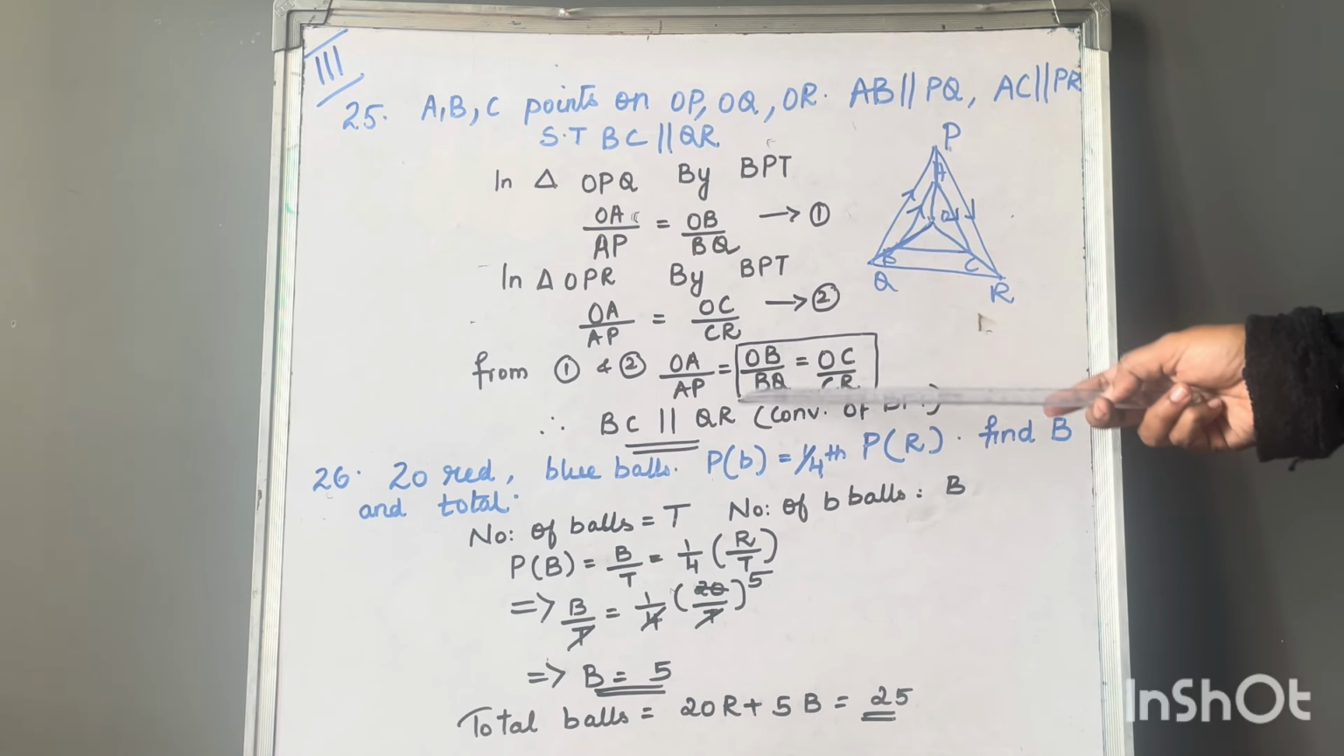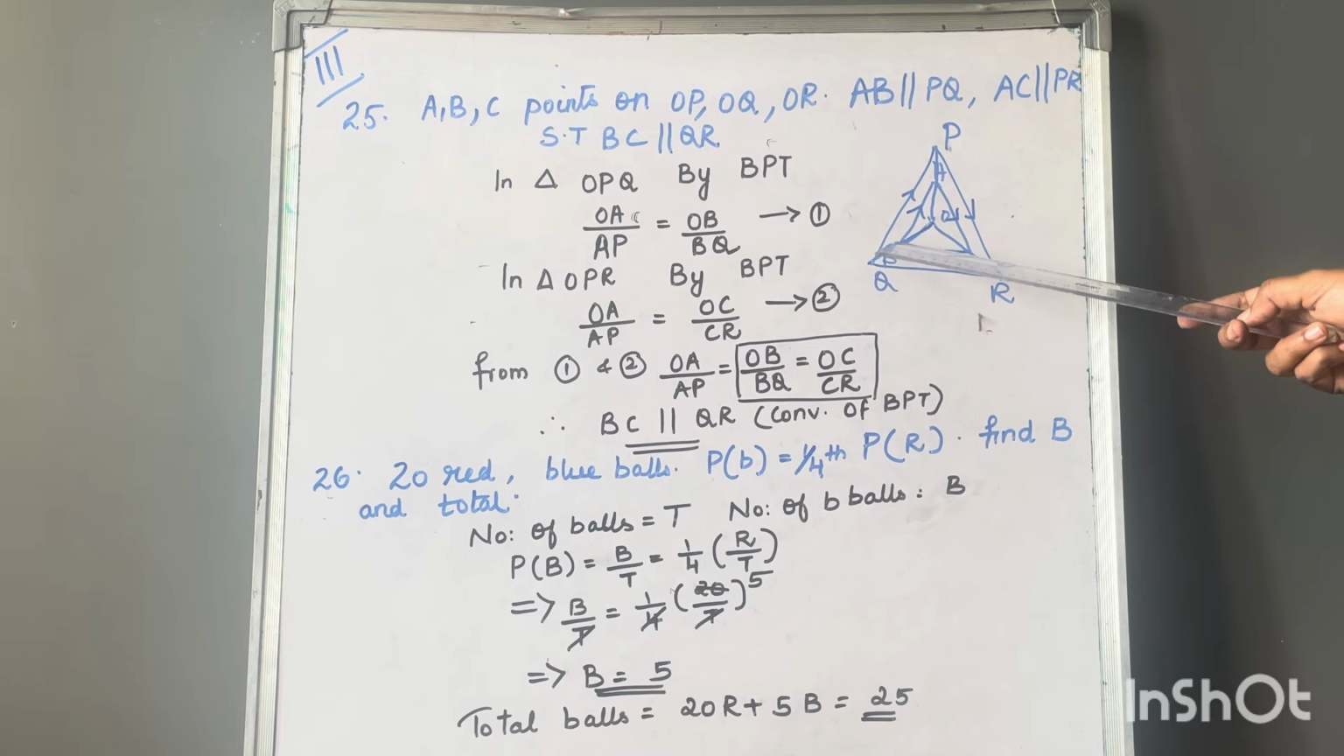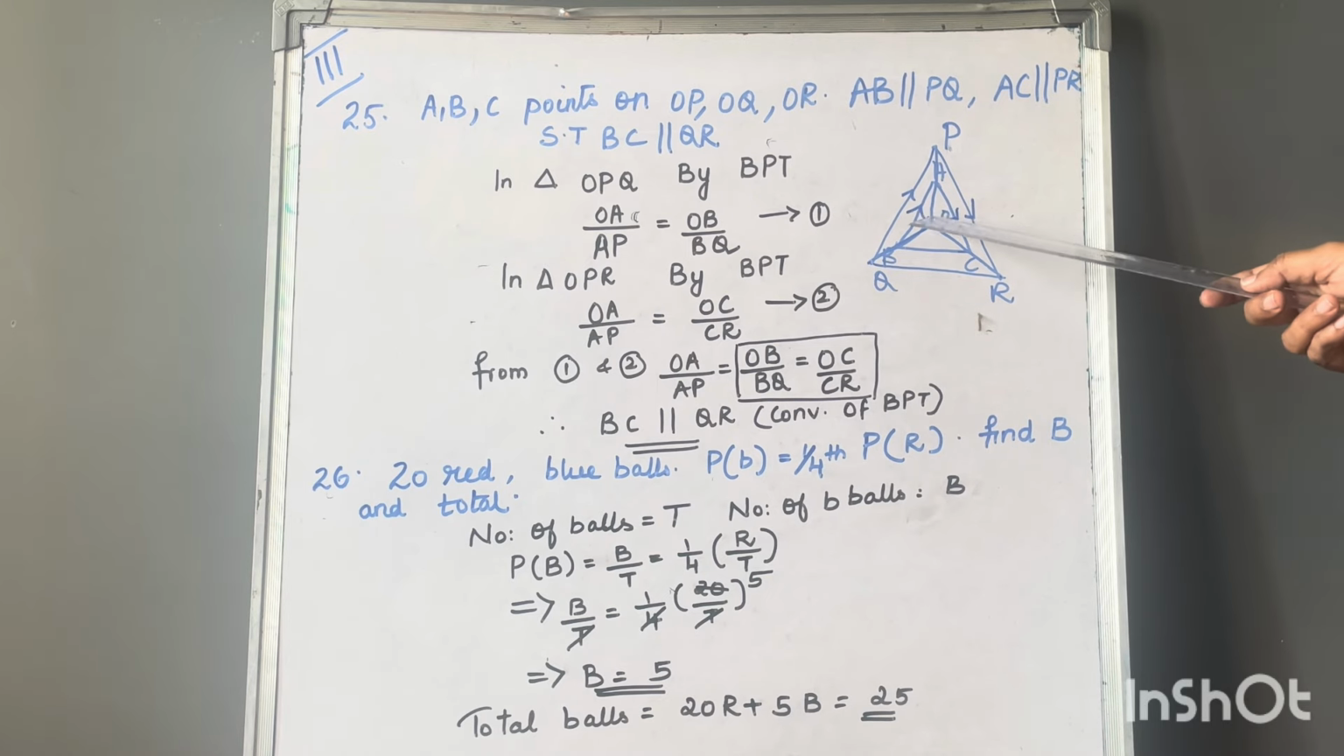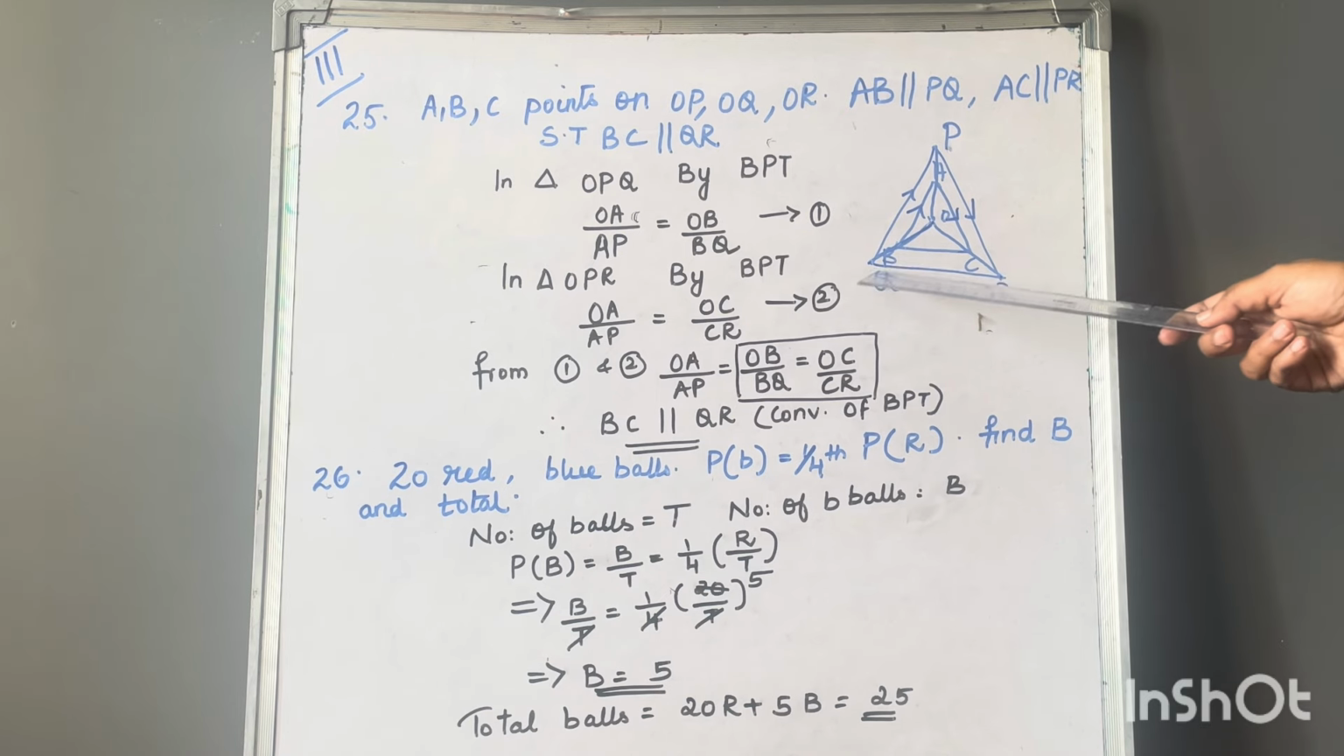Now taking OB by BQ is equal to OC by CR, in triangle OQR, OB by BQ is equal to OC by CR, which is the converse of BPT. If a line divides two sides of a triangle in the same proportion, then the line will be parallel to the third side. So here the line is BC. BC divides the sides in the same proportion, OB by BQ is equal to OC by CR. So the sides are proportional here. So BC is parallel to QR by the converse of BPT.